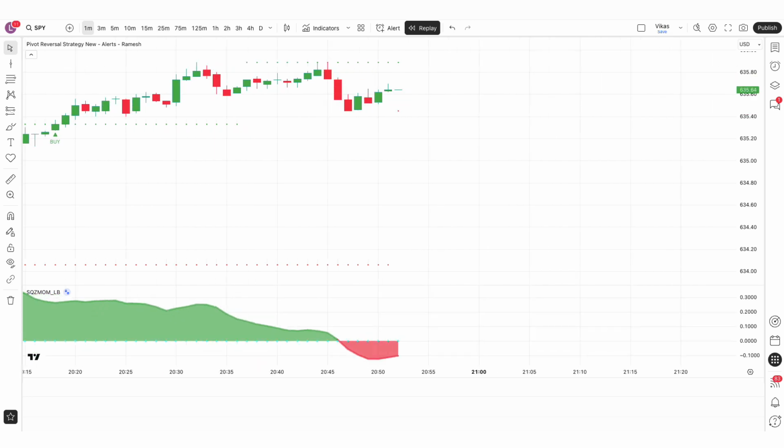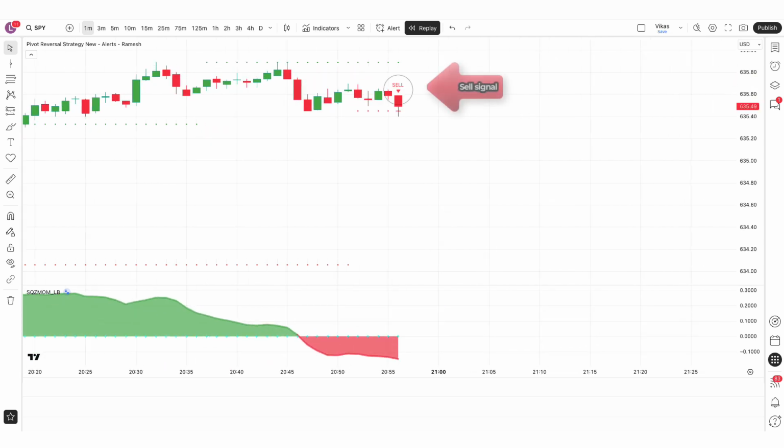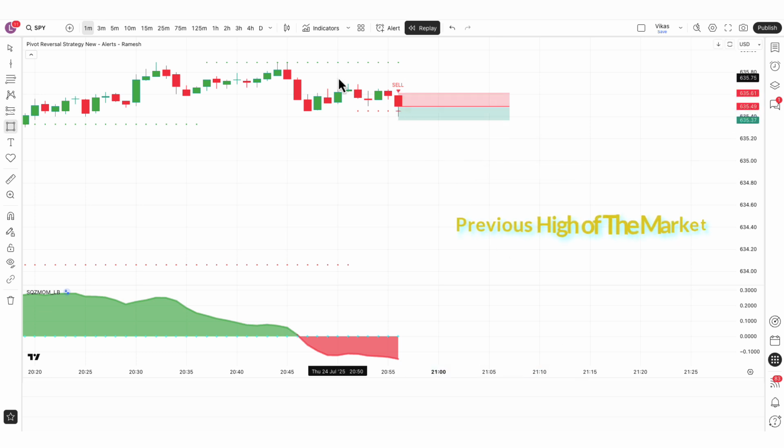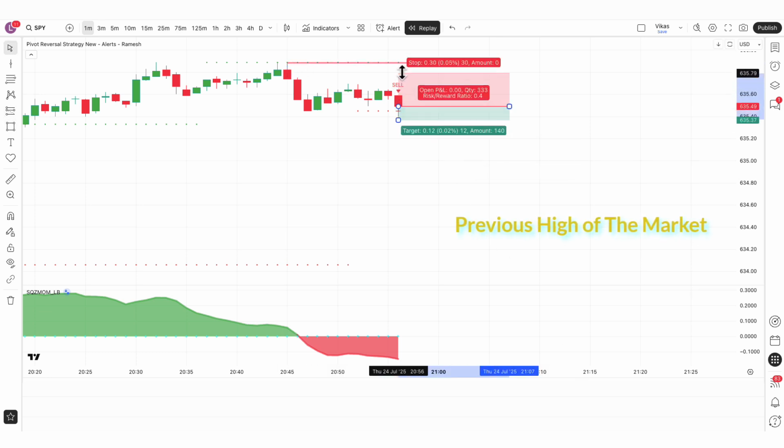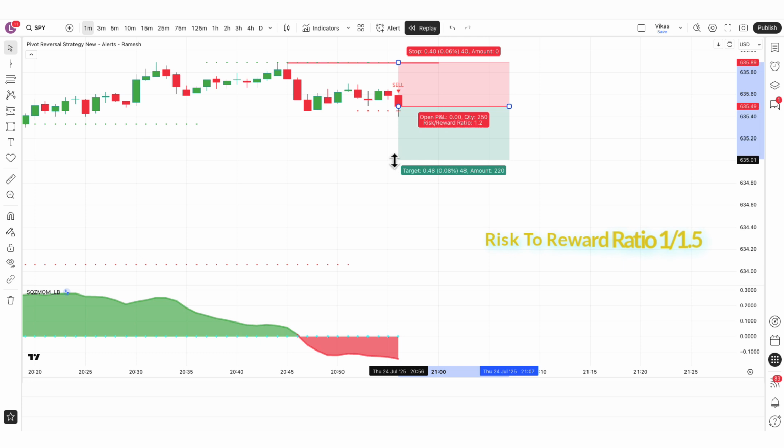Let's see how we use these trading setups. When the pivot reversal indicator gives us a sell signal, when the squeeze momentum indicator shows a red area, and when the market forms a bearish candle, if this condition is fulfilled, then we will place a sell order. Our stop loss is to be placed at the previous high of the market, and the risk to reward ratio will be 1:1.5.